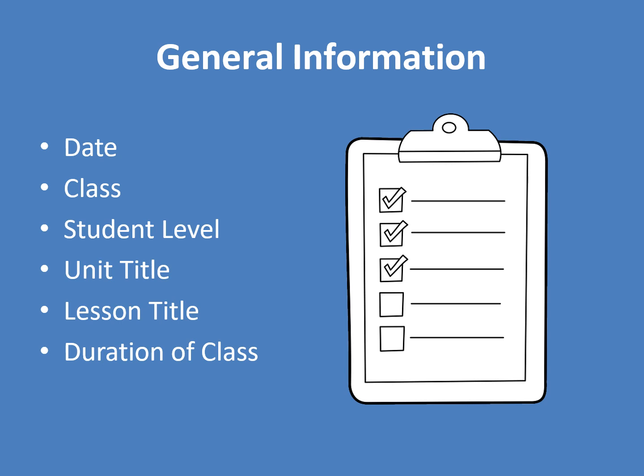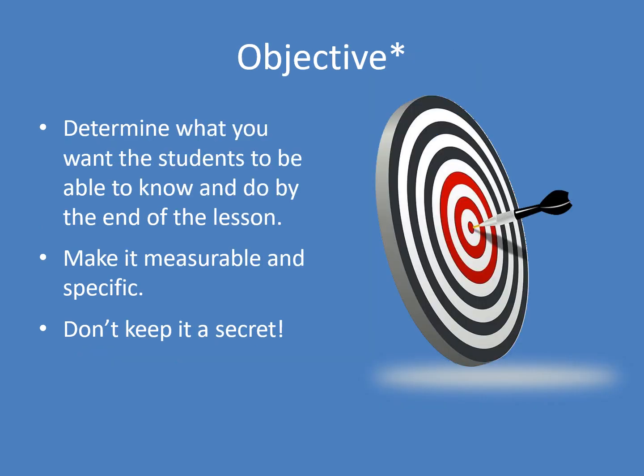In lesson planning, we have to put the general information, which are the date, class, student level, unit title, lesson title, and the duration of the class. Moving on to the objectives. So, what is the objective in a lesson plan?